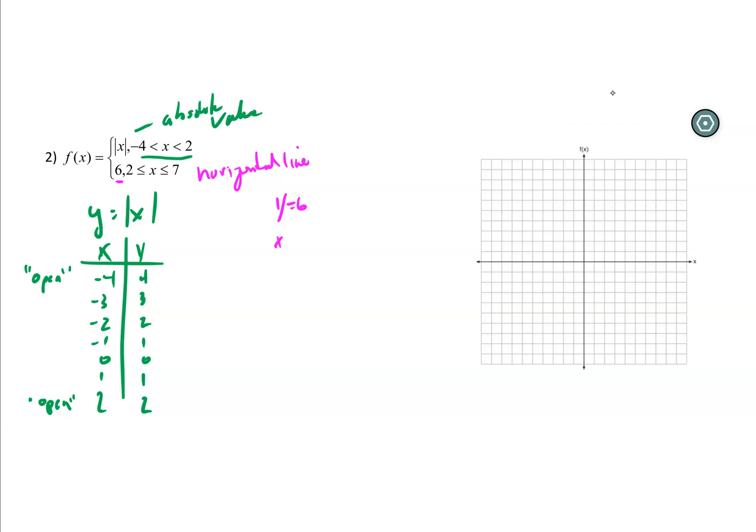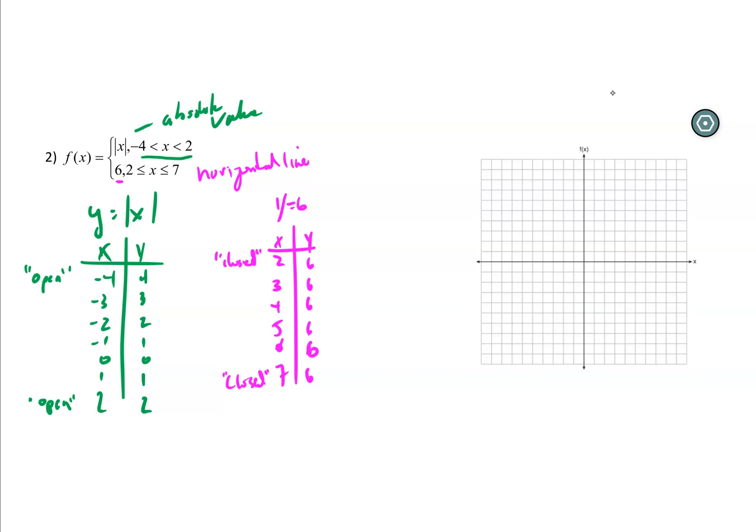So for x's and y's, it says from 2 to 7. So 2, 3, 4, 5, 6, 7. So again, we're including this one. So we're closed here. And we're closed here. Again, for this one, it's a horizontal line. So for every x, y is 6. So all of these values are just 6. Again, you could plug it in the calculator. There's no need to, since obviously they're all the same. But if you did, you'd see that come up on the table as well.